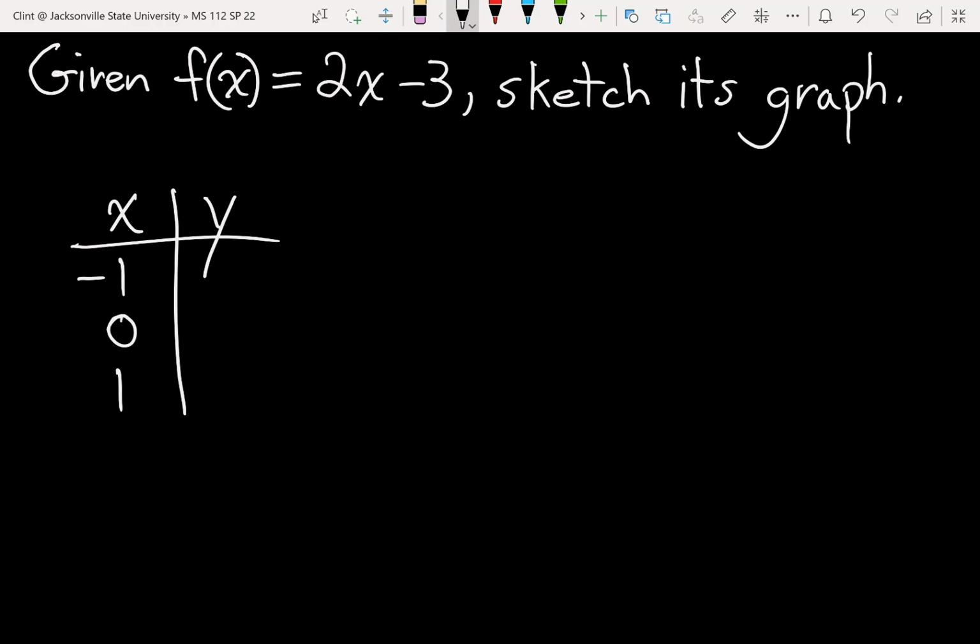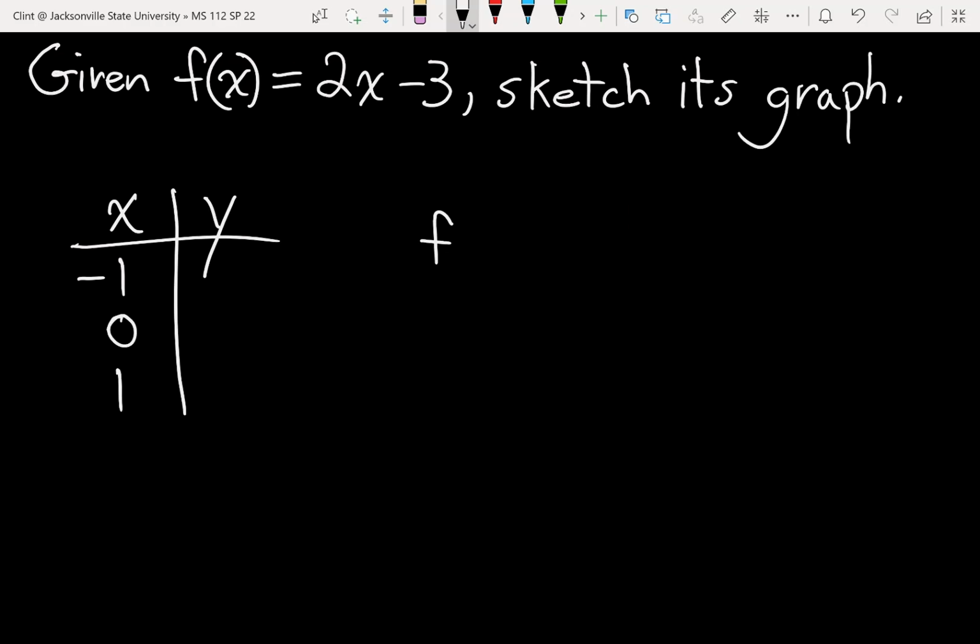2 is technically all you need to come up with the graph of a line. Okay. But 3 is safer because if you only do 2 and you mess one of them up, you won't know. But if you do 3 and you have one that doesn't end up on a line with the other 2, then you'll know you made a mistake in there somewhere. Okay. So 3's a good compromise there.